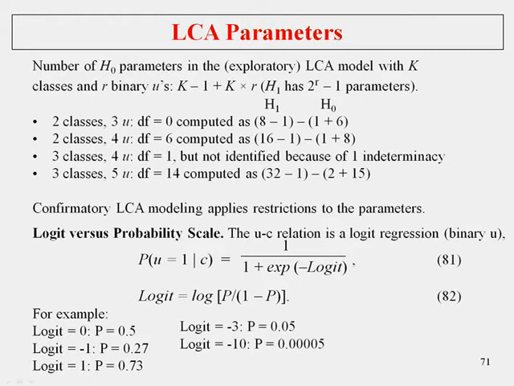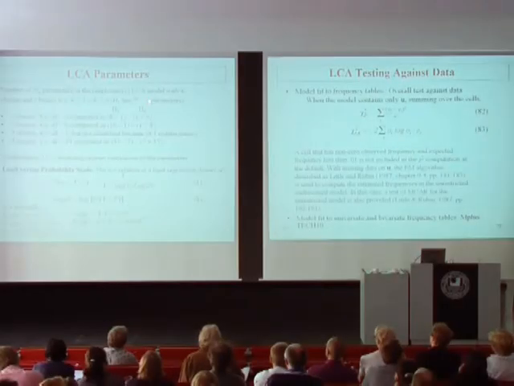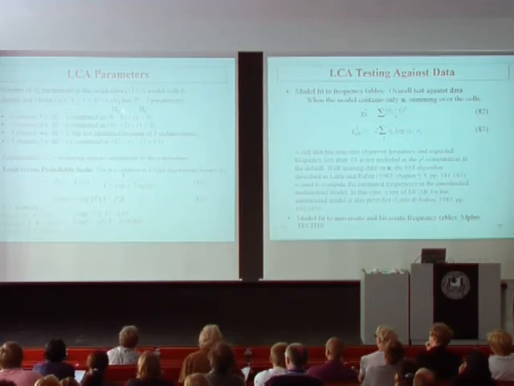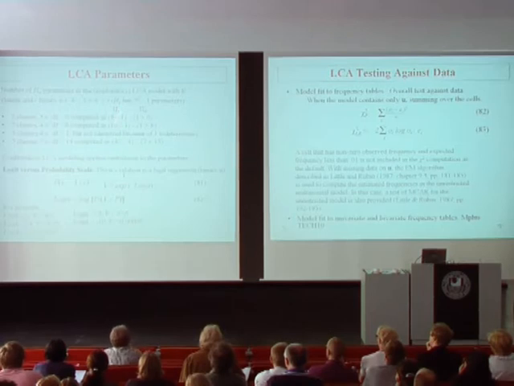You figure it out. 32 minus 1. So that's the number of parameters. Then you can ask yourself, well, what if we have three U variables, three binary variables, and want to try to extract two classes? Well, then you have the same number of parameters in H1 and in H0.